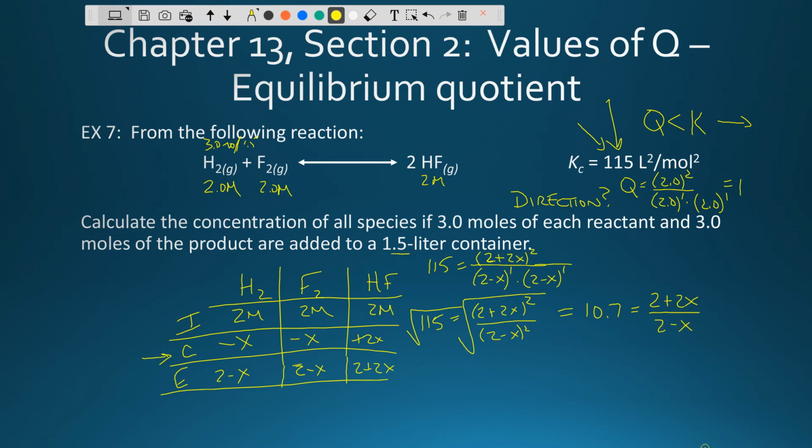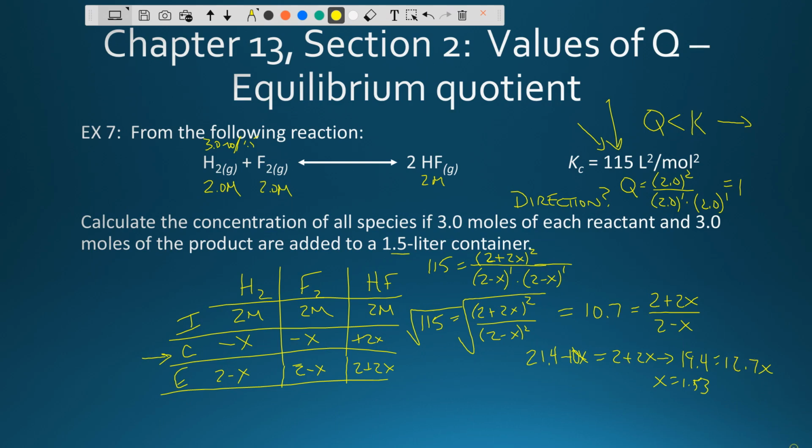The reason I say that's cool math is because this is very simple algebra. Let's multiply both sides by 2 minus x, and we'll get the 2 plus 2x by itself. I end up with 21.4 minus 10.7x, and that will equal 2 plus 2x. Now let's combine like terms. 19.4 equals 12.7x. X will then equal 1.53. So I just divided both sides by 12.7, didn't I?